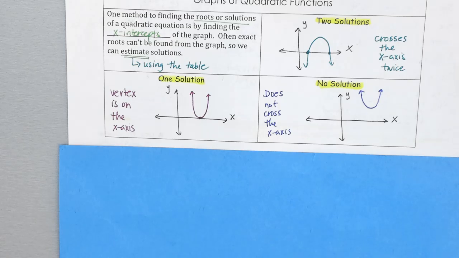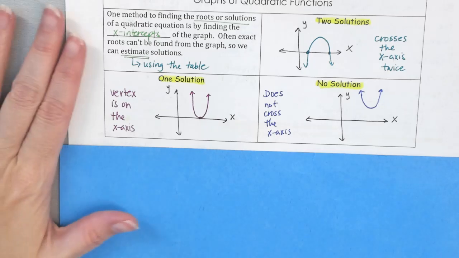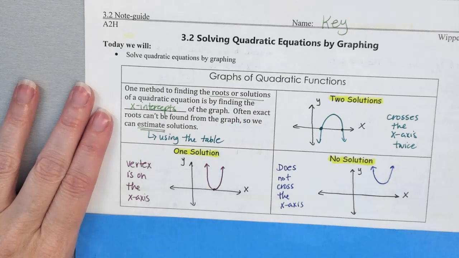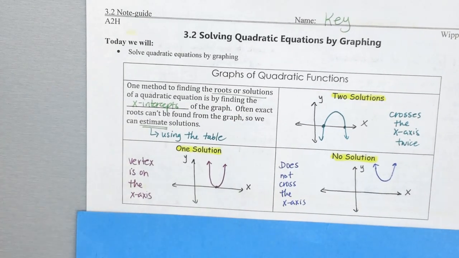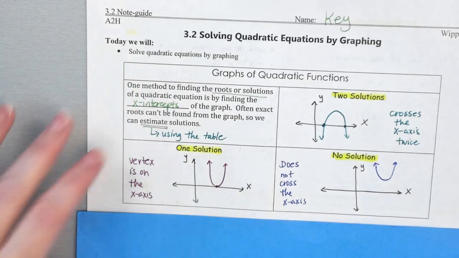All right, and then after you have those written down, I want you to take a look at example 1A. It says, use the related graph of each equation to determine its solutions. Well, we just talked about the solutions are the same thing as what? The same thing as the x-intercepts, okay?